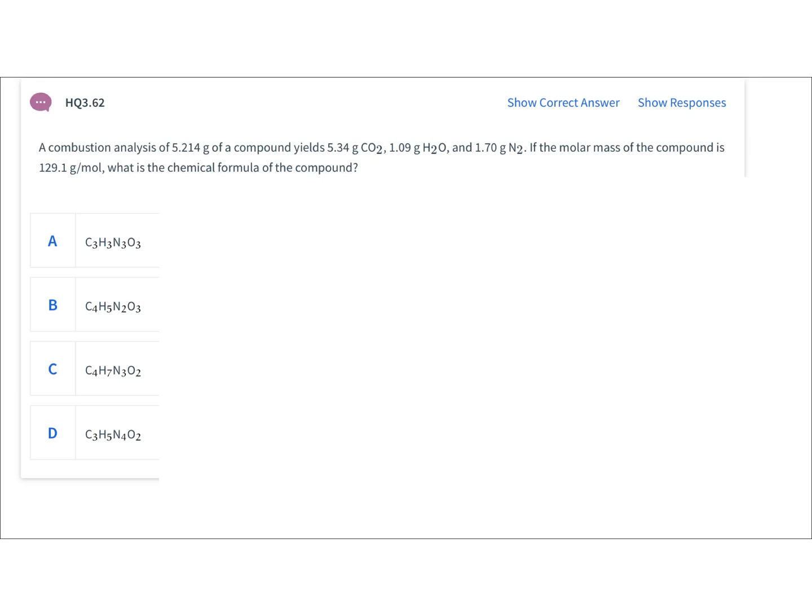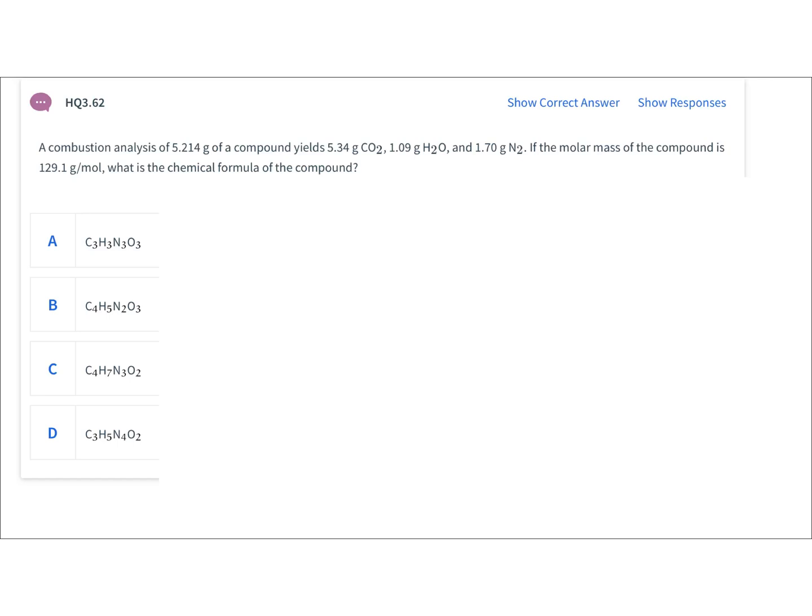For question 62, we've got the combustion analysis of 5.214 grams of a compound produces 5.34 grams of carbon dioxide, 1.09 grams of water, and 1.7 grams of nitrogen. If the molar mass of the compound is 129.1 grams per mole, what is the chemical formula of the compound?